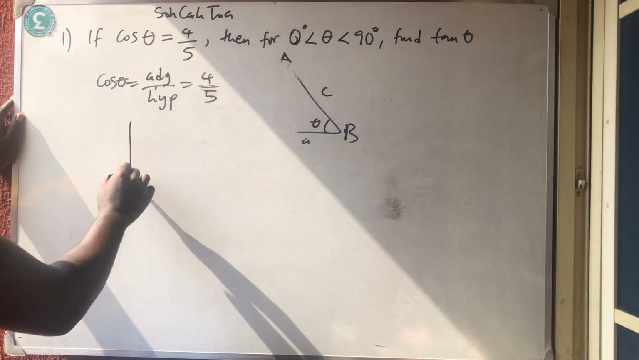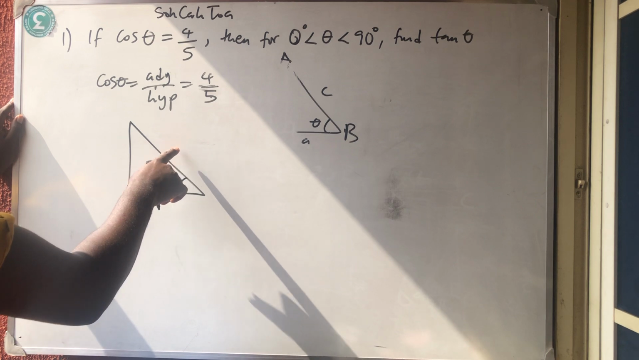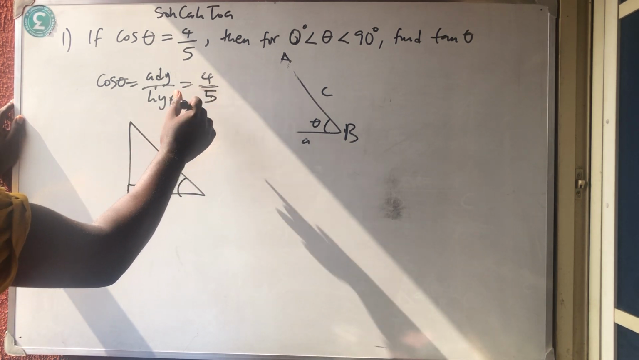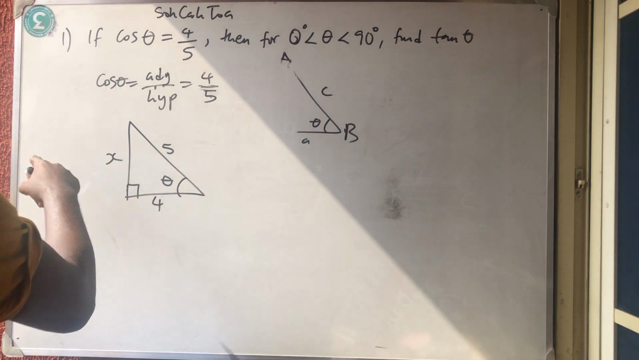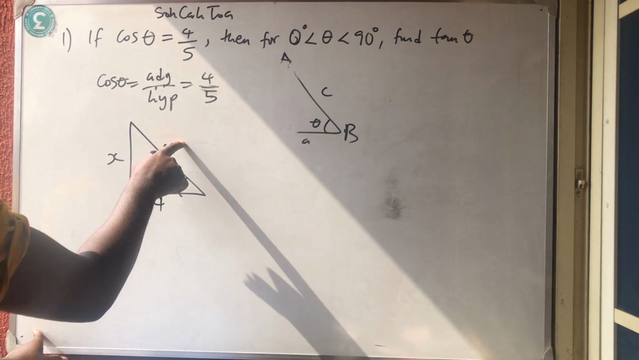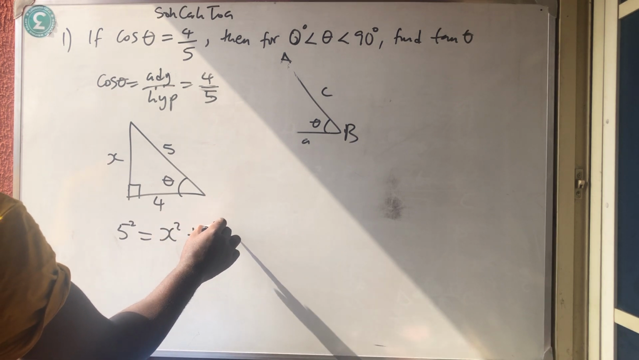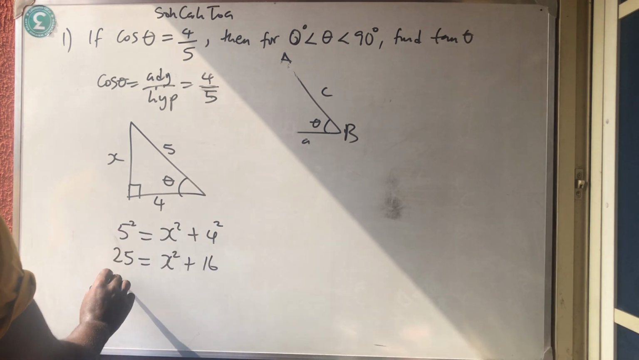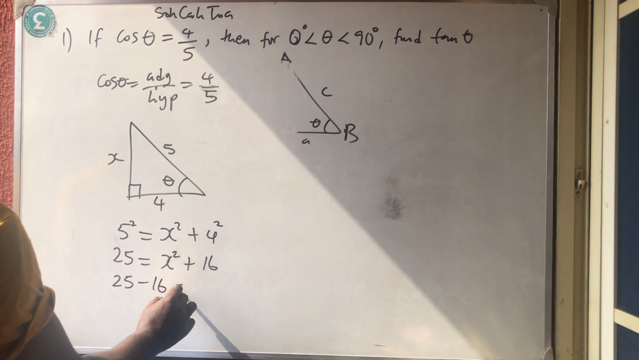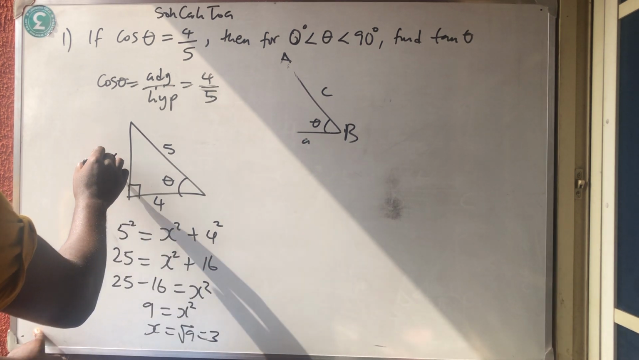Sorry, they gave us this. We draw it. This is 90, this is my theta. Sorry, my hypotenuse is 5 and my adjacent is 4. This is what I need. So let us do it again. Hypotenuse squared, you must start from the hypotenuse, is equal to x squared plus 4 squared. So we have 25 is equal to x squared plus 16. So collect like terms: 25 minus 16 is equal to x squared. So 9 is equal to x squared. So x is the square root of 9, which is 3. So I've gotten x to be 3.